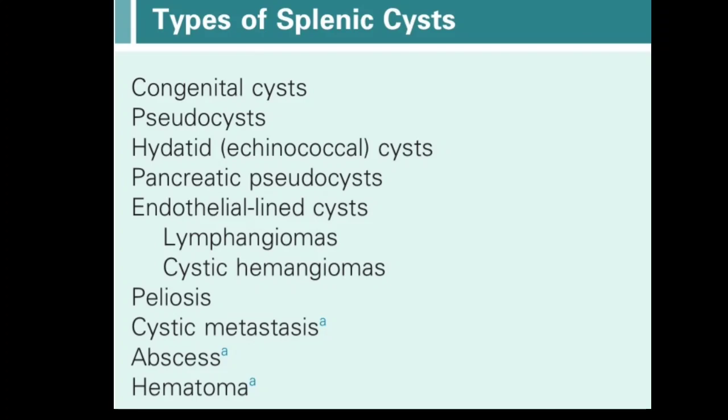So these are congenital cysts, pseudocysts, and hydatid cysts, which are very common. Pancreatic pseudocyst and endothelial lining cysts, including lymphangiomas and cystic hemangioma, are very rare entities. Peliosis and cystic metastases are also rare, but you can still see them on ultrasound imaging. Abscesses and hematoma are important cystic lesions which you can quite commonly see in the splenic region, especially after trauma.